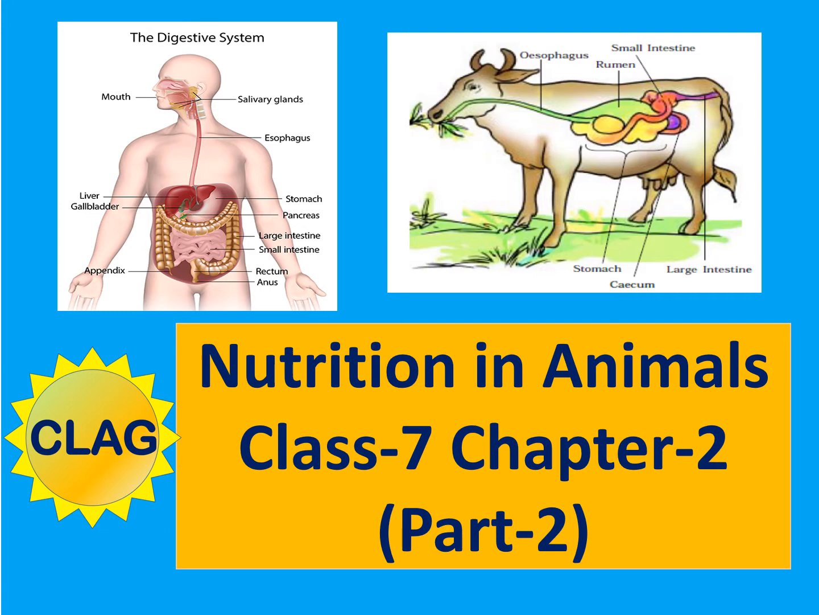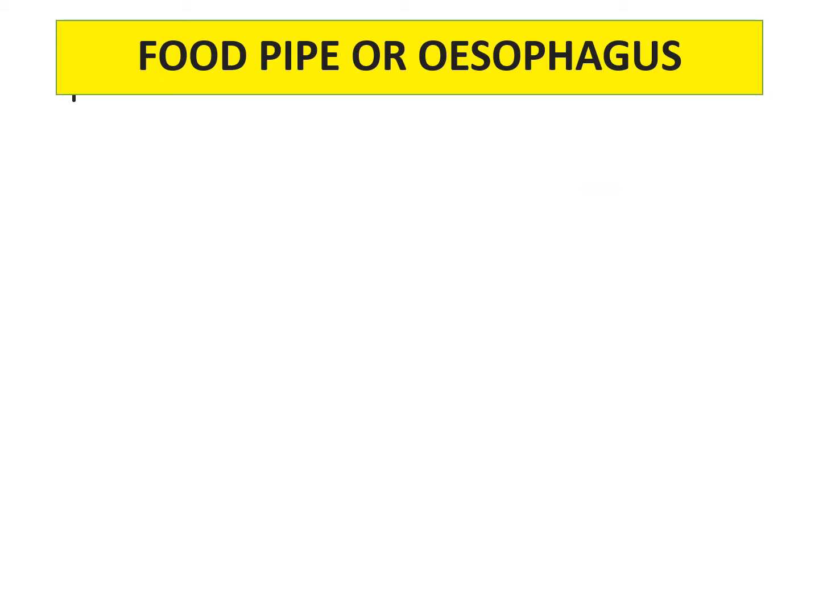So today we will do nutrition in animals, which is chapter 2 of class 7. This is the part 2 of the chapter, right? In part 1 I have discussed the introduction about the digestive system and its parts. So the first part of the digestive system, that is mouth, has been covered, and now we come to the second part of the alimentary canal, that is food pipe or esophagus.